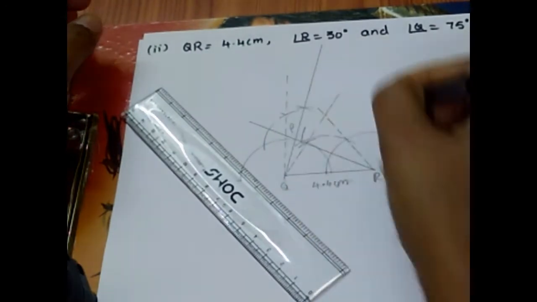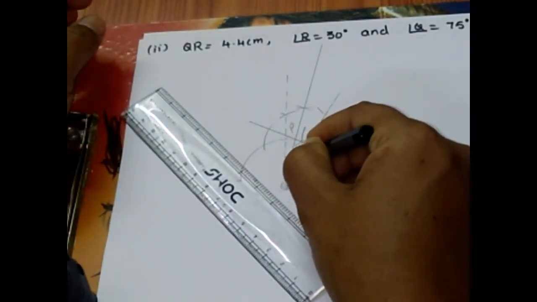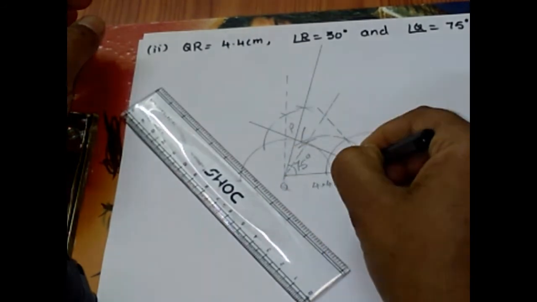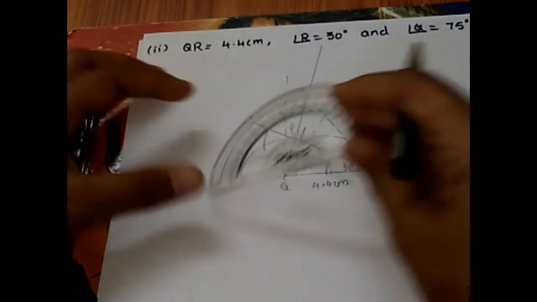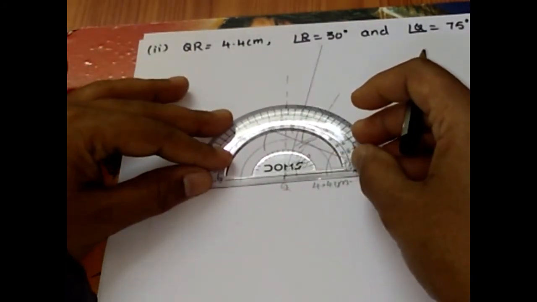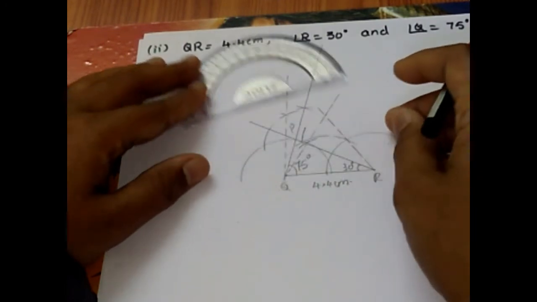This position is your P. This is 75 degree and the measure of this angle is 30 degree. Let's cross check with the protractor. So exactly you will get this side 75 degree.